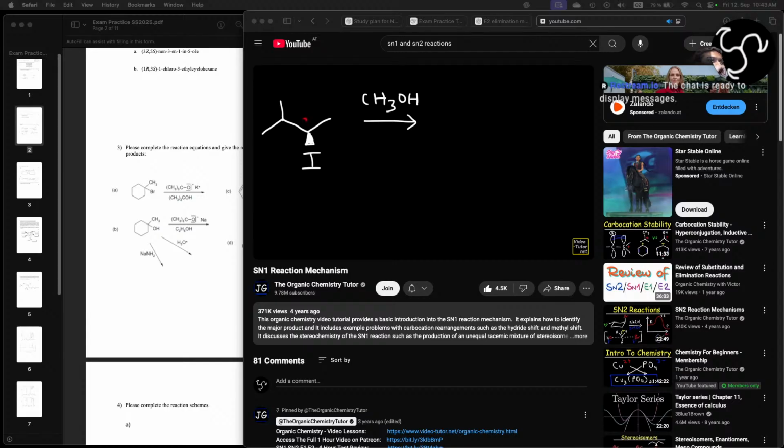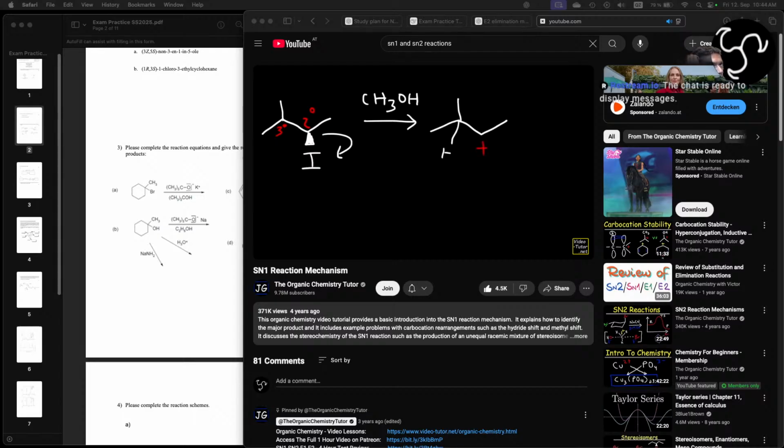Now notice that we have a secondary alkyl halide, and it's adjacent to a tertiary carbon. Whenever you see that, a hydride shift will occur. So you're going to have a carbocation rearrangement. So in the first step, the leaving group is going to leave. And this gives us a secondary carbocation.